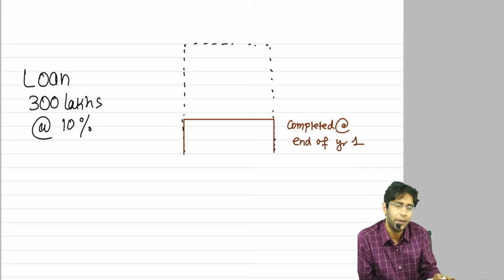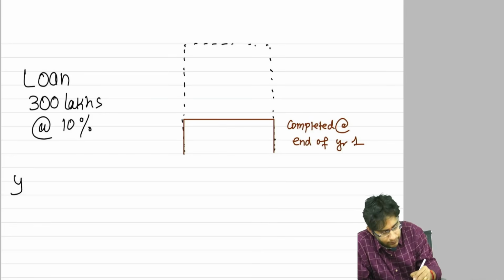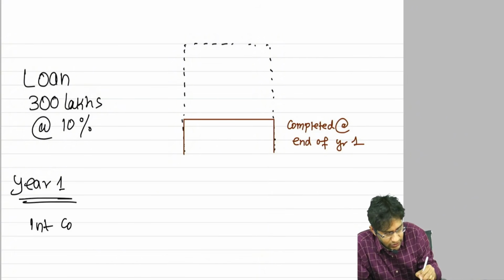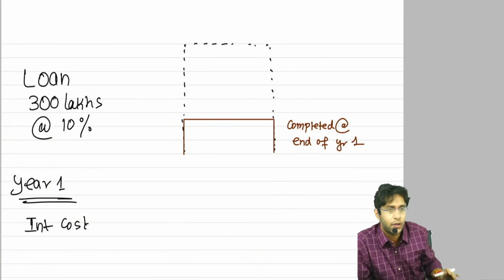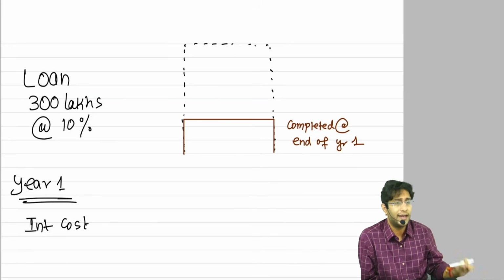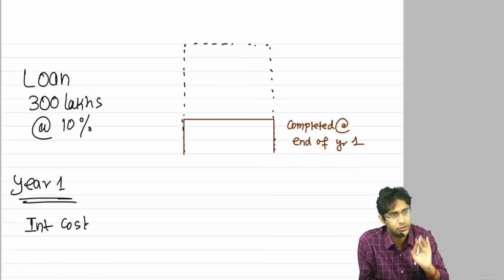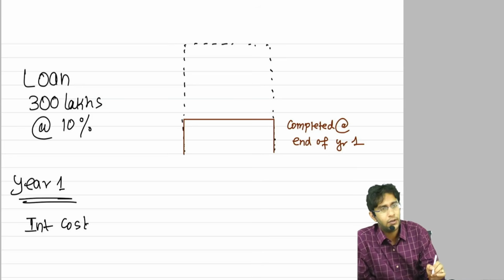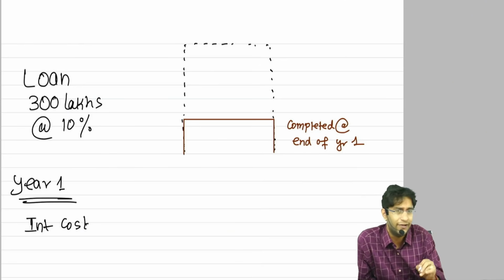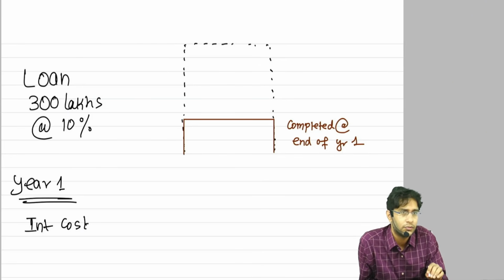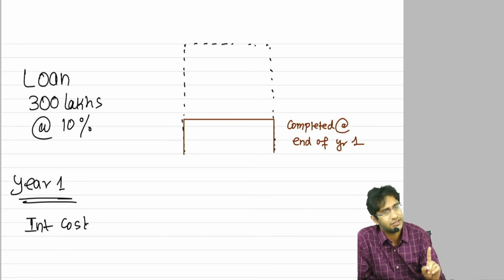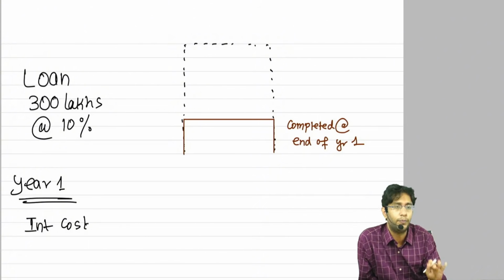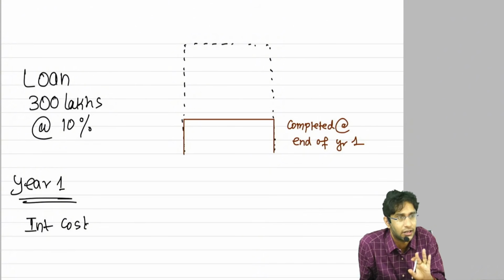My question is simple. In year 1, whatever interest cost is there, you are paying. What is the treatment of that? Can I capitalize anything or no? Simple question. Can I capitalize, or will anything go to the P&L account? First year, the answer: it will be completely capitalized. Nothing will go to the P&L account.